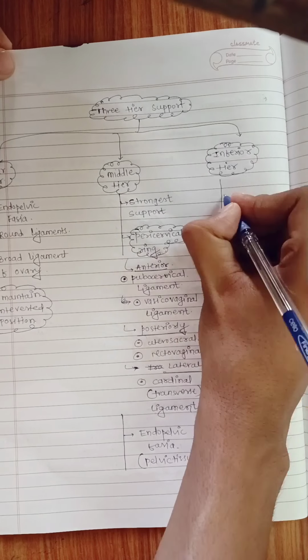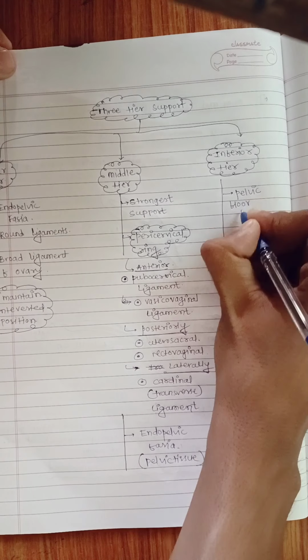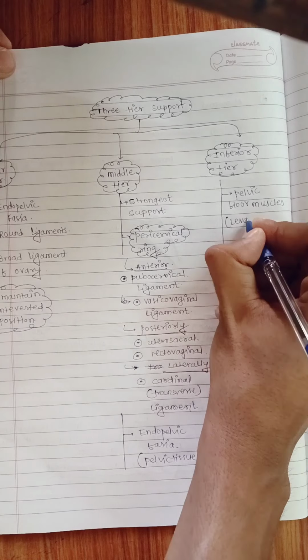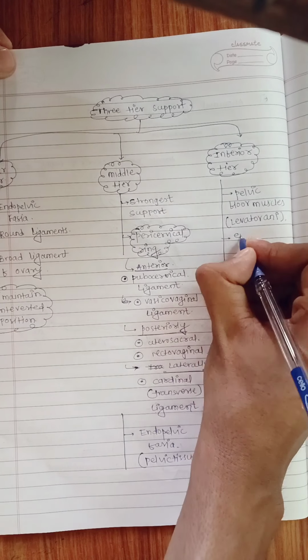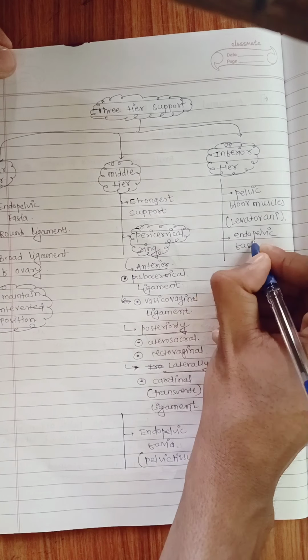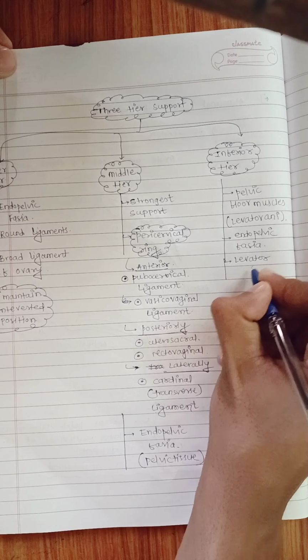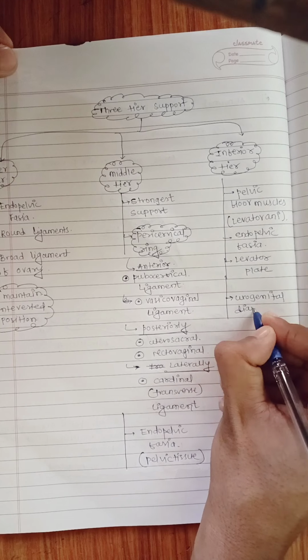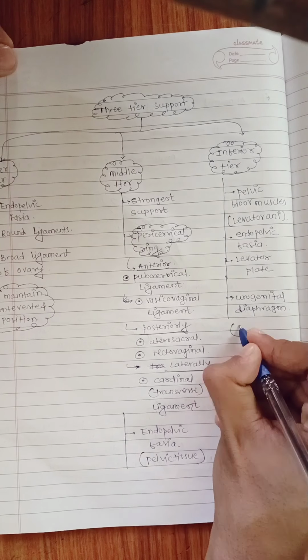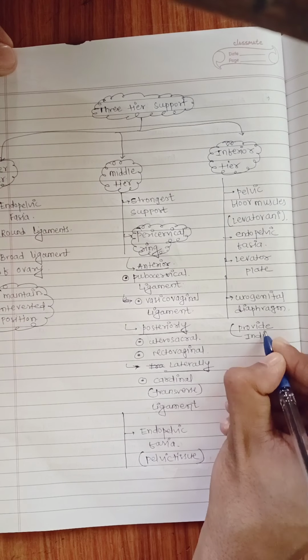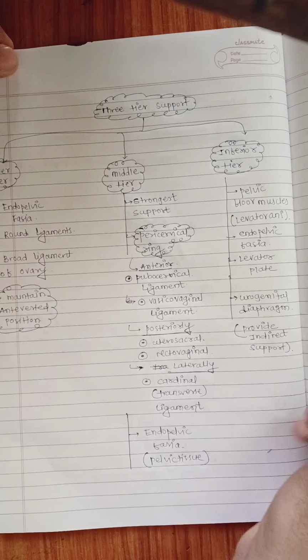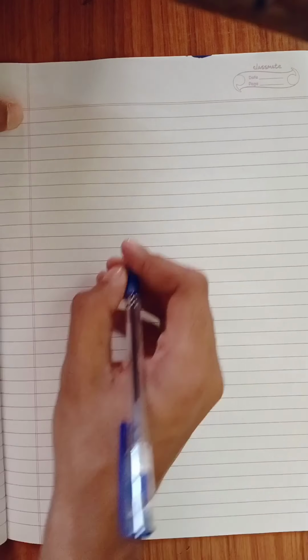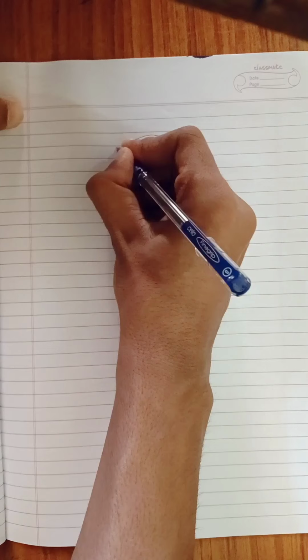So what consists of the inferior tier? The inferior tier is the pelvic floor muscles, like the levator ani muscle, then the endopelvic fascia, third the levator plate, and last the urogenital diaphragm. So this is the inferior tier. The inferior tier provides only indirect support, while the middle tier provides the strongest support.